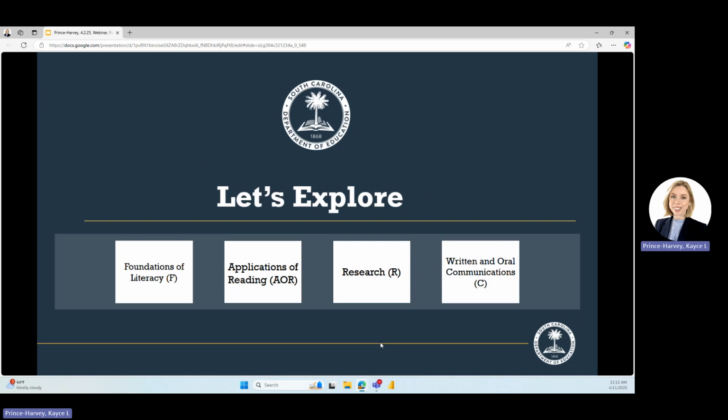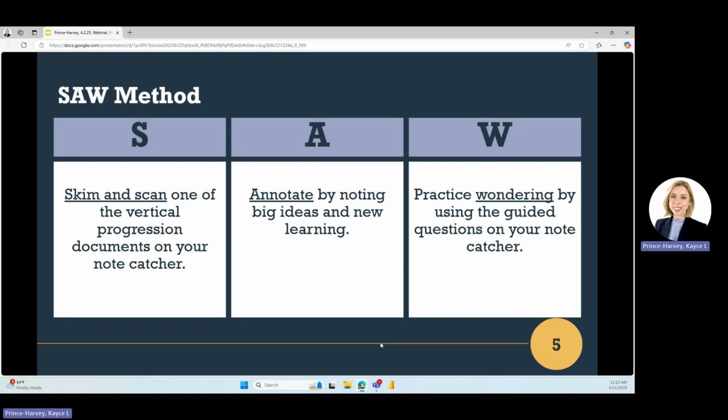And we're going to do that through something called the SAW method, which will be in box 5 of your note catcher. So this will be an independent exploration. In box 5 of your note catcher, you're going to see that you have a variety of vertical progressions for our ELA standards. So you might see some communication standards, you might see the overarching expectations, and what you're going to do is select one of those vertical progressions to do a deep dive into.